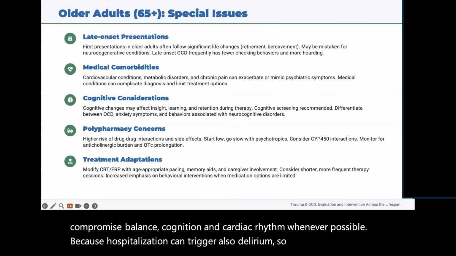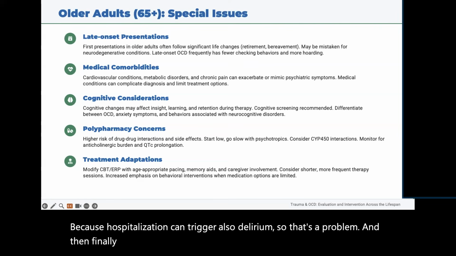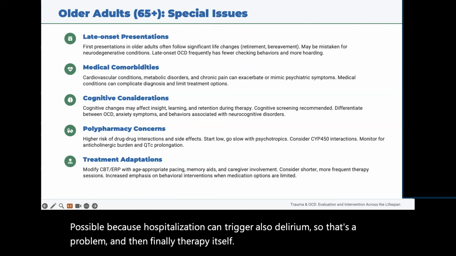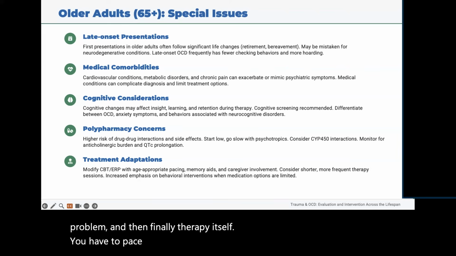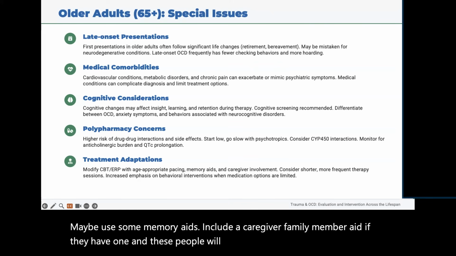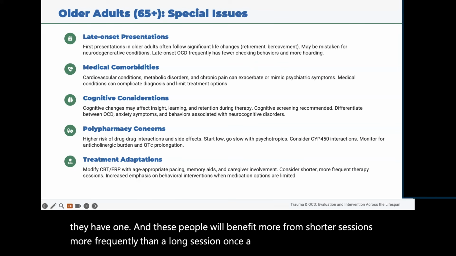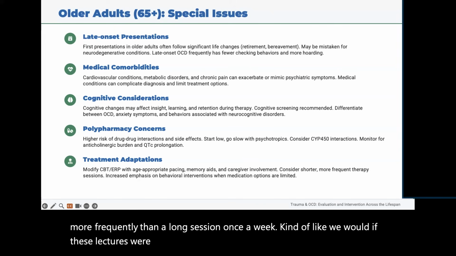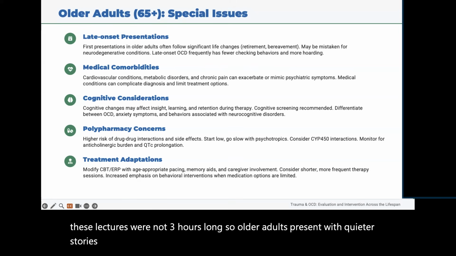So that's a problem. And then finally, therapy itself, you have to pace yourself accordingly. You have to simplify instructions, maybe use some memory aids, include a caregiver or family member if they have one. And these people will benefit more from shorter sessions more frequently than a long session once a week, kind of like we would if these lectures were not 3 hours long. So older adults present with quieter stories, but deeper layers. And so effective care requires good fluency with geriatric medicine and neuropsych.